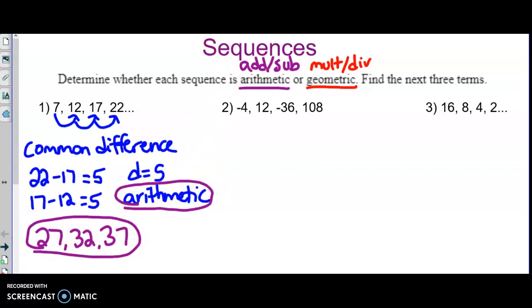Okay, let's look at the next one. If I wanted to find whether it's arithmetic or geometric, I could try to find a common difference first. So I could do 108 minus negative 36, and then I could try negative 36 minus 12, and we could just see what those equal. Remember, they have to equal the same number in order for it to be arithmetic.